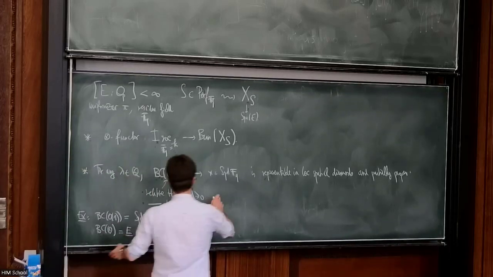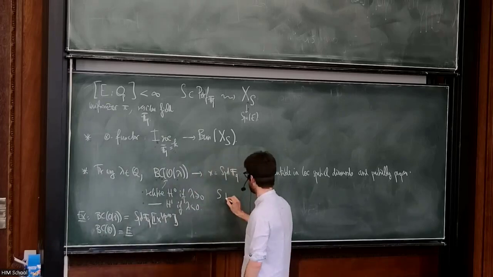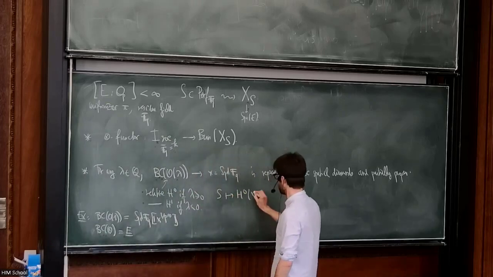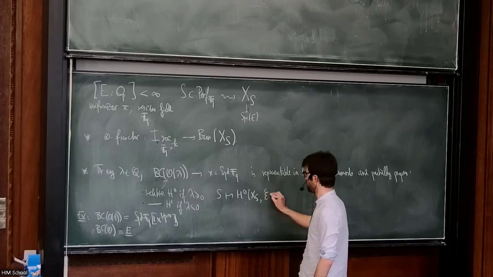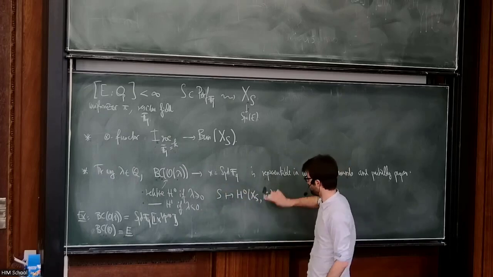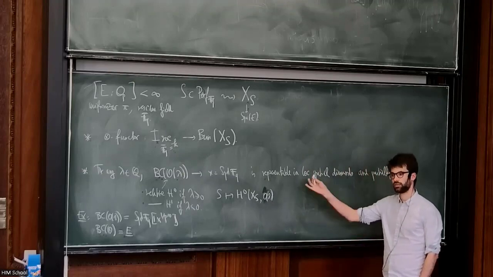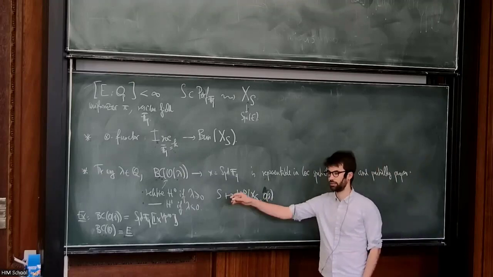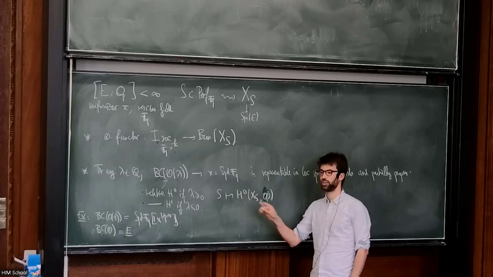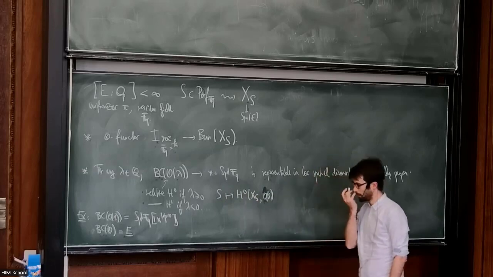Well, it's just what I explained last time. To S in Perf_{F_q}, you just attach the relative H^0 of the vector bundle; that's what you do when lambda is non-negative, and otherwise you take the sheafification of this functor with H^1 instead of H^0.